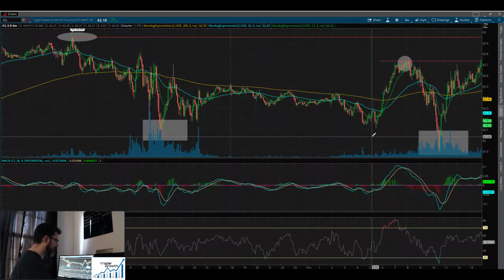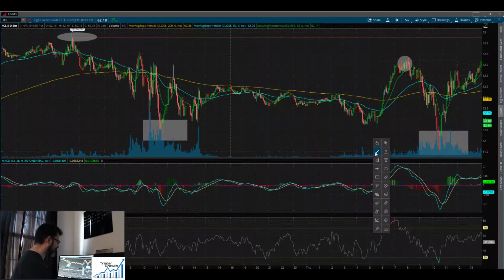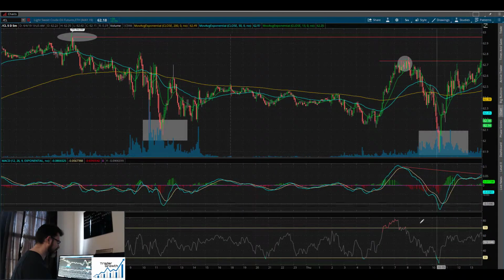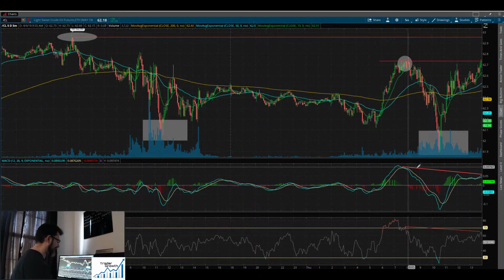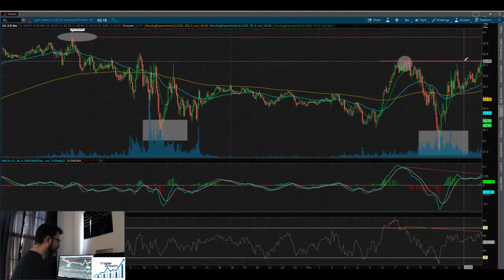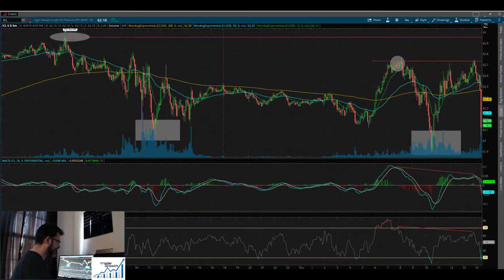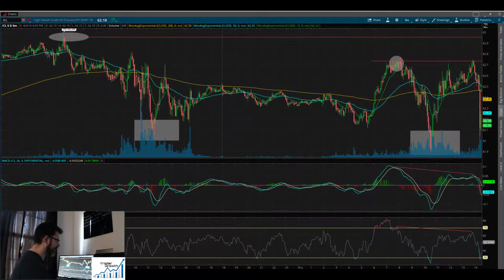Your next key for this setup is divergences. We have divergence on our MACD. We have divergence on our RSI. We have a downward slope and a downward slope at the point at which we exhaust. We'll advance time, and you can quickly see this position gets clobbered and the double top is faded.